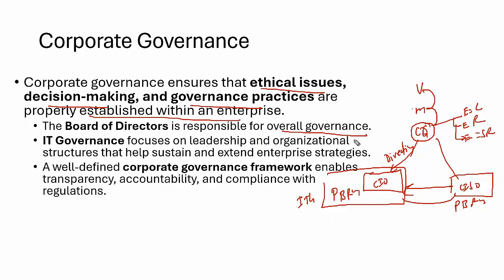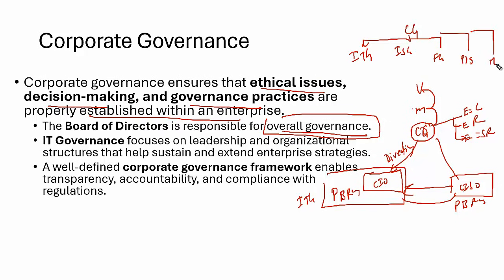Who's ultimately responsible for security? The board, because it is answerable to the stakeholders. So the board is responsible for overall governance. If you see an example of corporate governance, under it we have multiple governances: IT governance, information security governance, financial governance, physical security governance, and HR governance. So we have different governances, but the board is overall responsible for the governance.